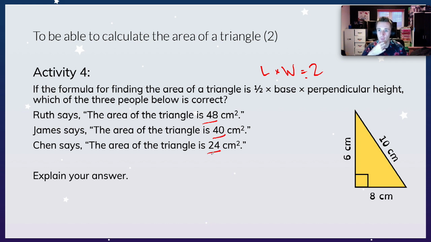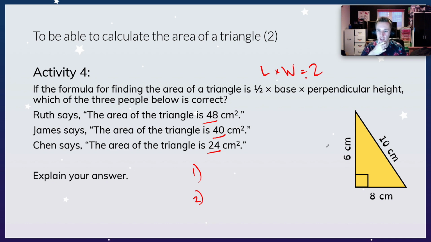24. Now, my challenge for you is to say who is correct. And then part 2, one of these people has made a very easy mistake. They've forgotten to do something. Can you tell me who that is and what they've forgotten?